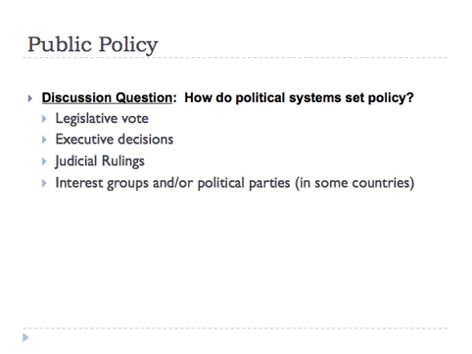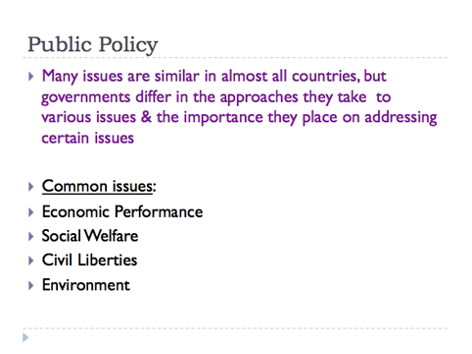So how do political systems set the policies? Again, there's always a legislative vote. Sometimes executive actions or decisions are made. The courts or the judicial systems or rulings can create public policies. And interest groups and political parties are also pressuring the government to do things based on what the public wants or needs.